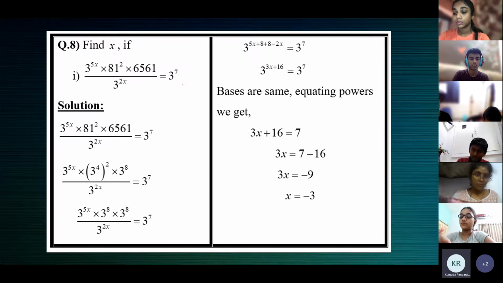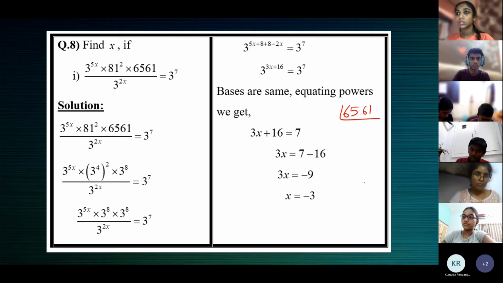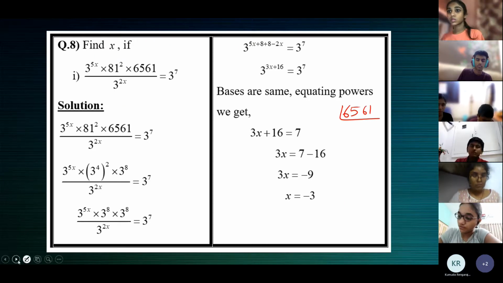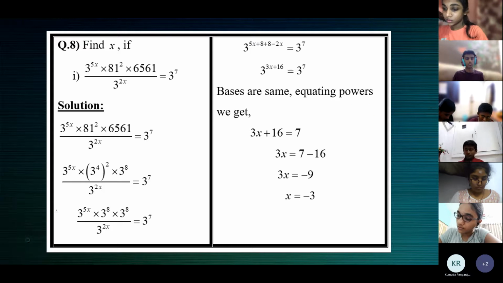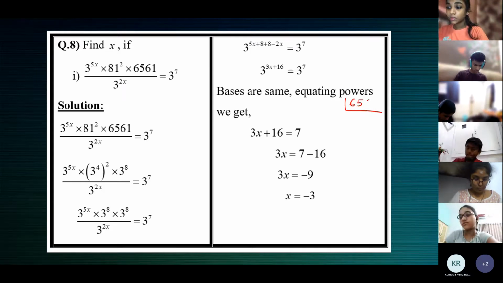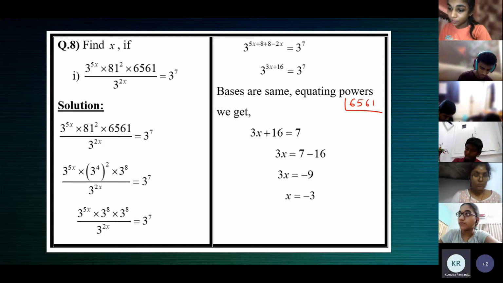If you tell me the factorization, okay, you do this. Factorize 6561 and tell me, children. Please do this as rough work. You can see it is 3 to the power 8, but I want one of you to tell me the steps.